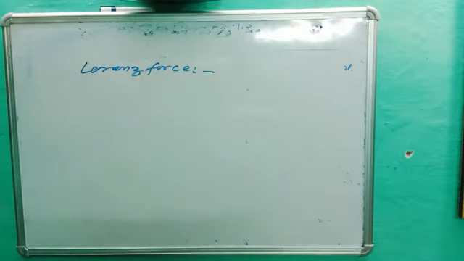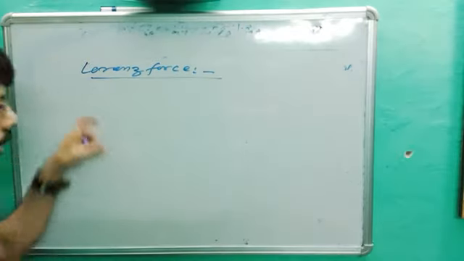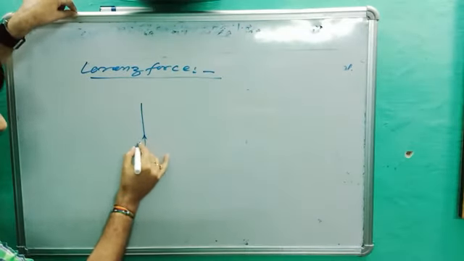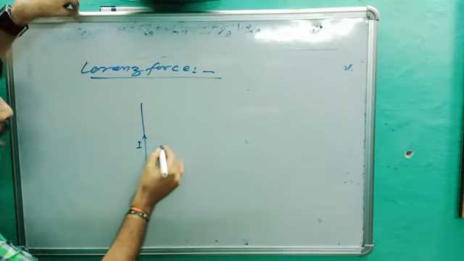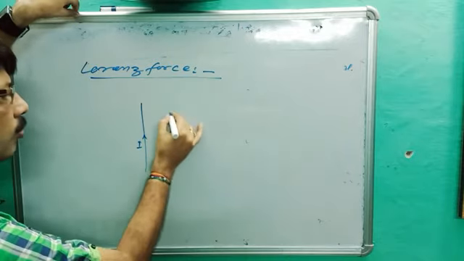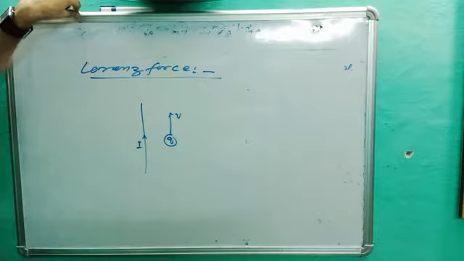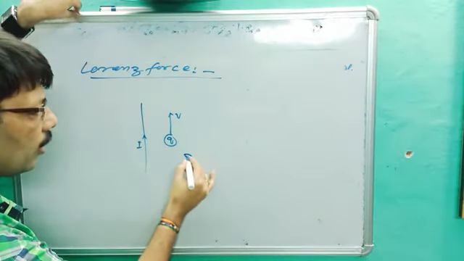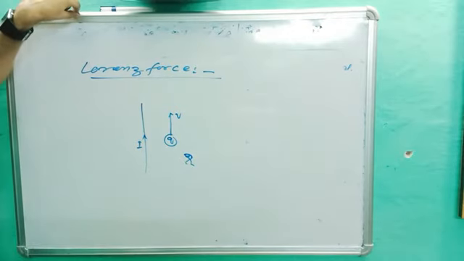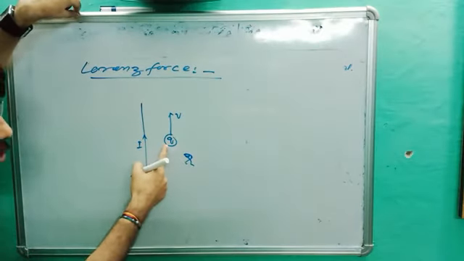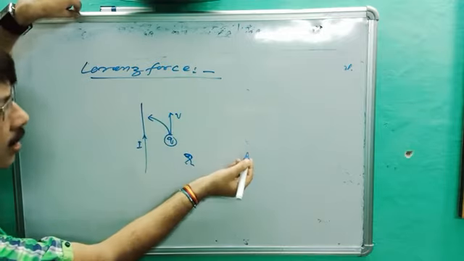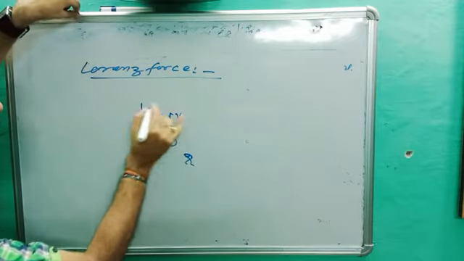So first see the concept of Lorentz. According to Lorentz, let's suppose this is any current carrying conductor and a charged particle Q moving with velocity V, and it is observed by an observer who is at rest. This observer notices that the charged particle moving with velocity V will be attracted or repelled towards the wire. It means it will experience a force.